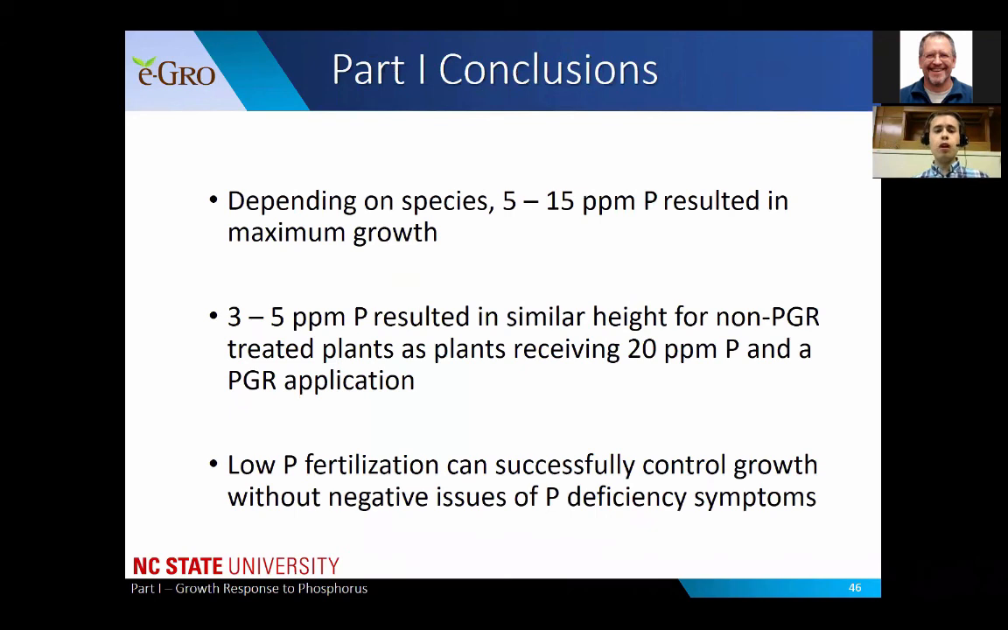So our conclusions for part 1 are that depending on the species, 5 to 15 parts per million phosphorus typically resulted in maximum growth. 3 to 5 parts per million phosphorus, however, resulted in similar height for non-PGR treated plants as plants that received 20 parts per million phosphorus and a PGR application. So you could use rates in that very narrow range of 3 to 5 parts per million phosphorus to achieve some level of growth control without the negative side effects of phosphorus deficiency. And so low phosphorus fertilization can successfully control growth without negative issues of phosphorus deficiency symptoms occurring in your crops.